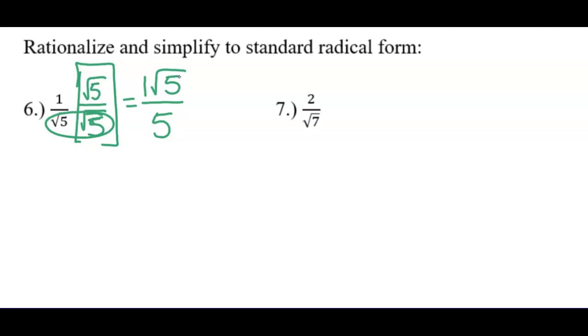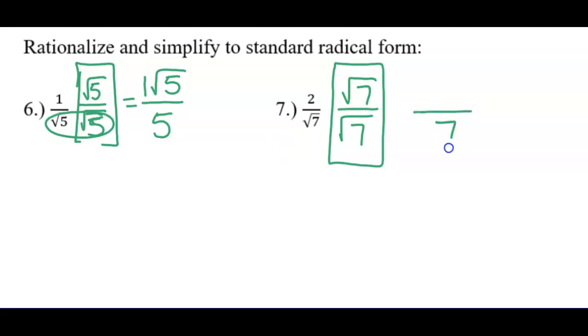Okay, so what am I going to multiply this one by? What's my giant 1 going to look like here? It's going to look like square root of 7 over square root of 7. So this will undo on the bottom. So I will end up with a 7 on the bottom because I undid my square roots. And then I've got 2 times the square root of 7. Okay?